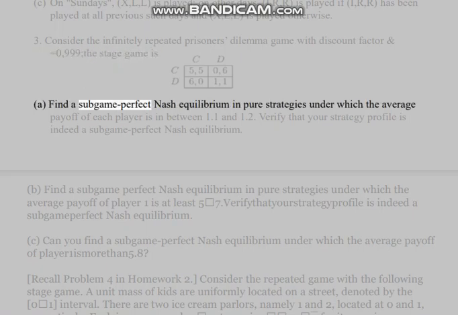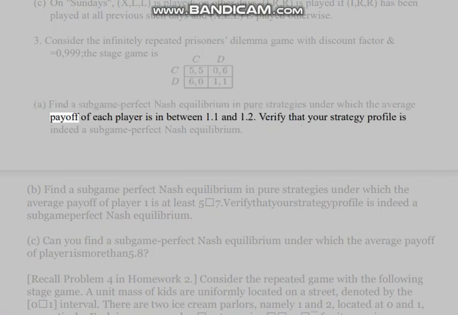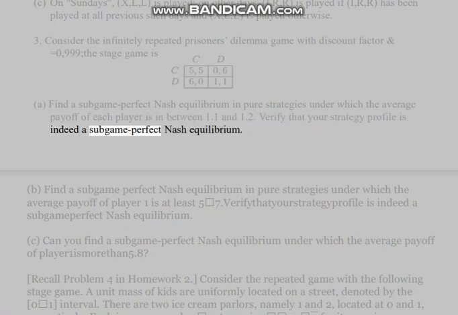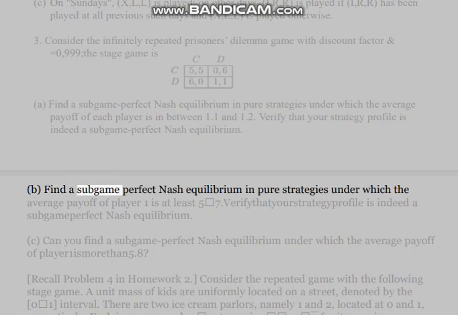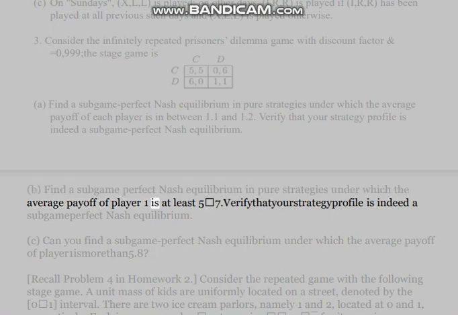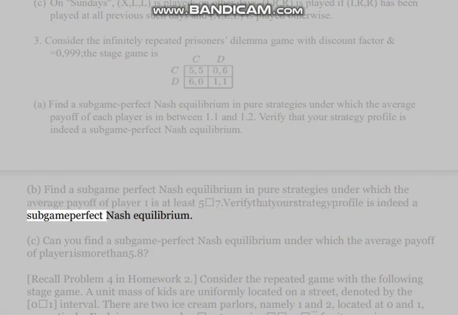A. Find a subgame perfect Nash equilibrium in pure strategies under which the average payoff of each player is in between 1.1 and 1.2. Verify that your strategy profile is indeed a subgame perfect Nash equilibrium. B. Find the subgame perfect Nash equilibrium in pure strategies under which the average payoff of player 1 is at least 57. Verify that your strategy profile is indeed a subgame perfect Nash equilibrium.